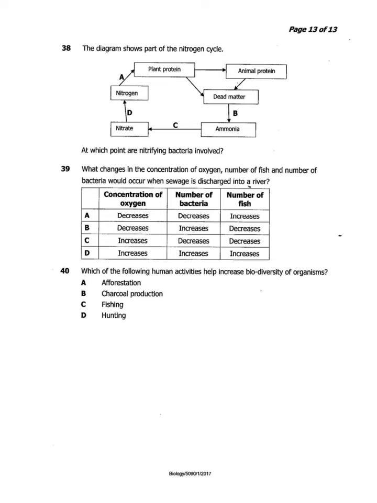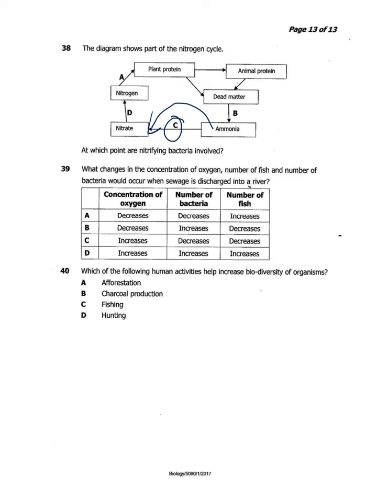Then let's move on to question 38. The diagram shows part of the nitrogen cycle, at which point are nitrifying bacteria involved? So nitrifying bacteria are microorganisms that are found mostly in the soil, and their role is to convert ammonia into nitrate by the process known as nitrification. So the answer is C, because we can see the conversion from ammonia to nitrate.